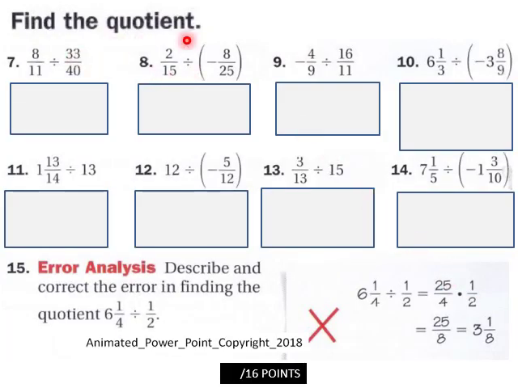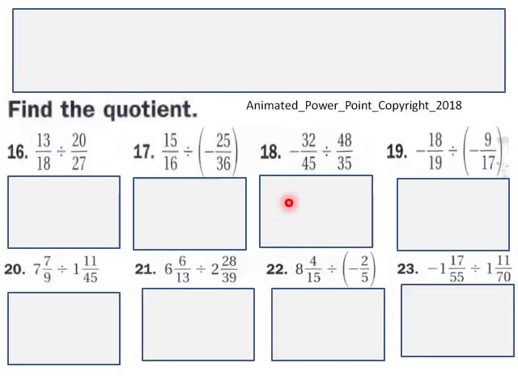Page 2, find the quotient of these. And then 15 down here, error analysis. Describe and correct the error in finding the quotient of this quotient here. You have this here, it's in error. Describe and correct on the next page. You have an answer space for that. Here's your answer space for the correct the error problem.